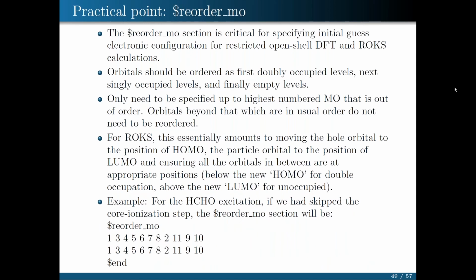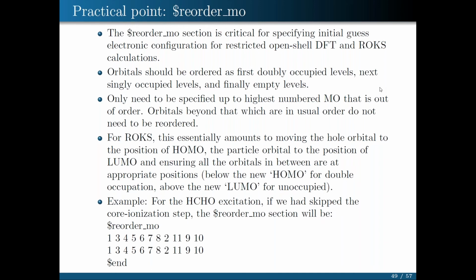So as a practical point here, I thought I would just say a few things about reorder MO, in that it is critical for specifying the initial guess configuration for restricted open shell DFT, or ROKS. The way to think about reorder MO is that you should order the orbitals as the doubly occupied levels first, then the singly occupied levels, and finally the empty levels in that order. And we just need to specify up to the highest numbered MO that is out of order.